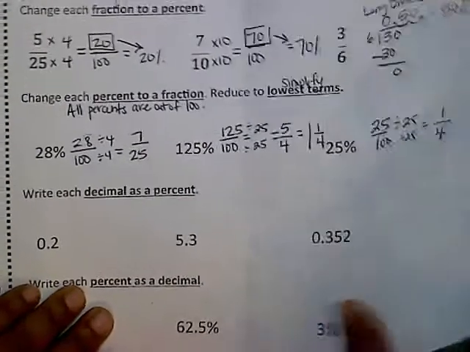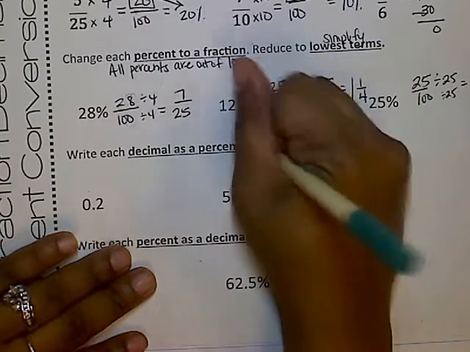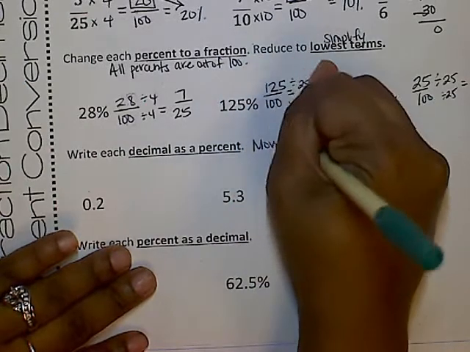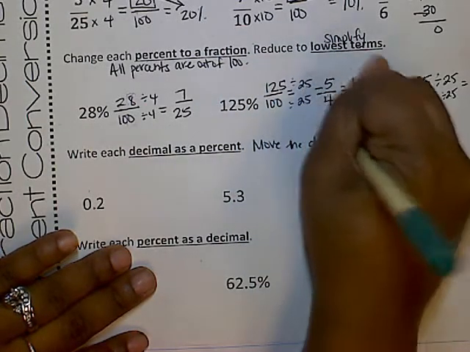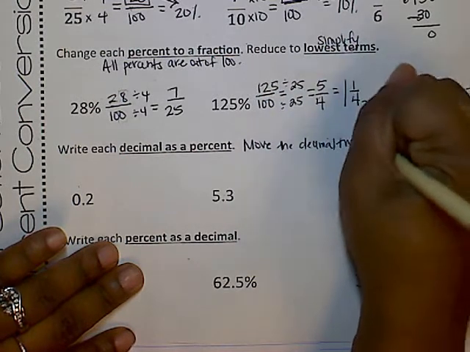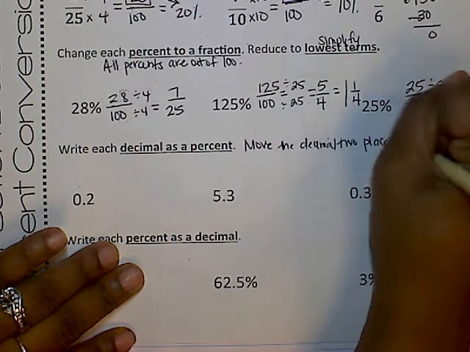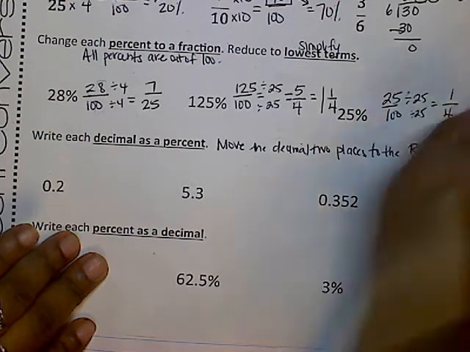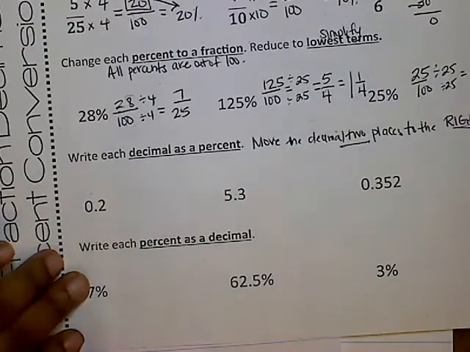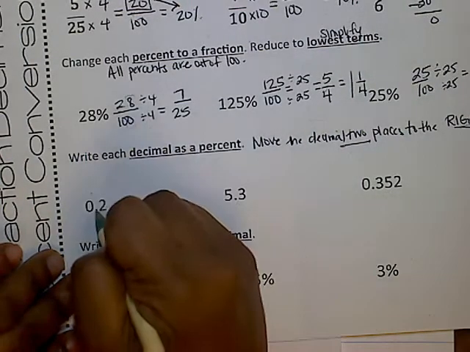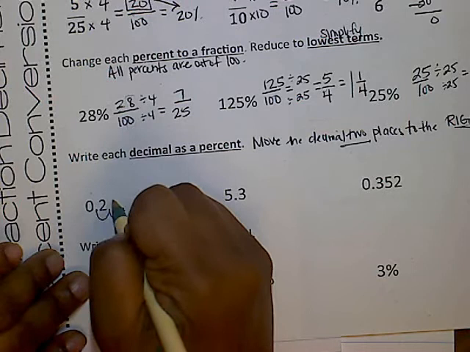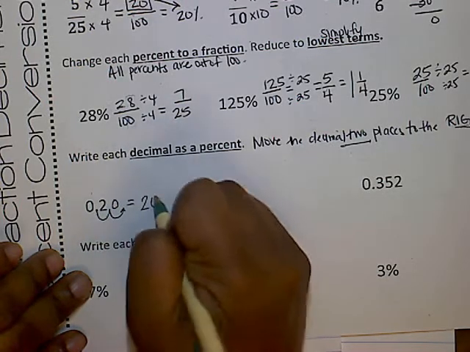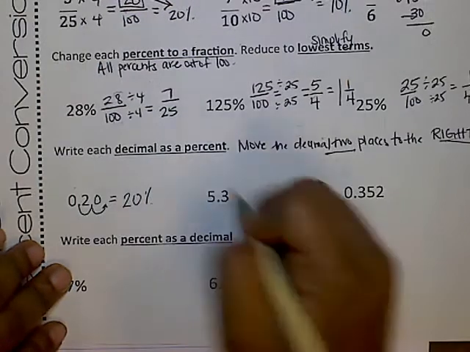Let's move to decimal to percent. So remember, for decimal to percent, we're going to move the decimal 2 places to the right. So we're moving to the right. Okay? So it's 2 places to the right. We are going decimal to percent. So let's move it twice. 1, 2. We have to add a 0. So that's 20%. Don't forget your percent sign.